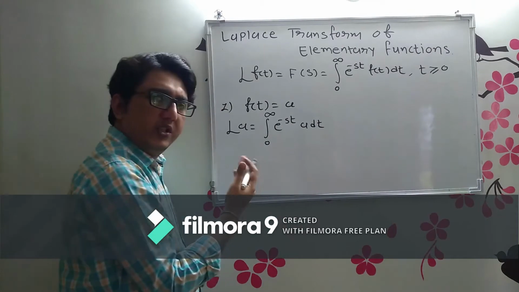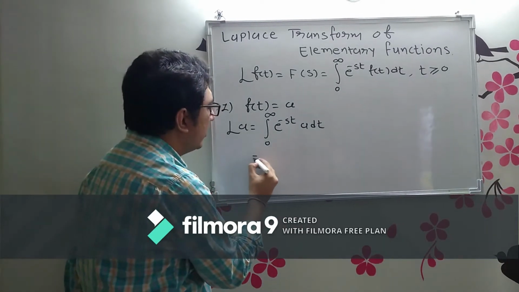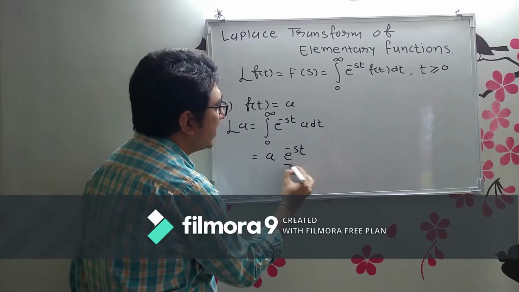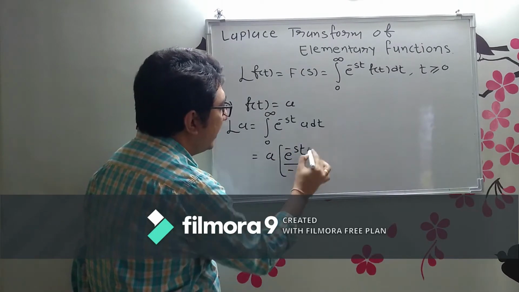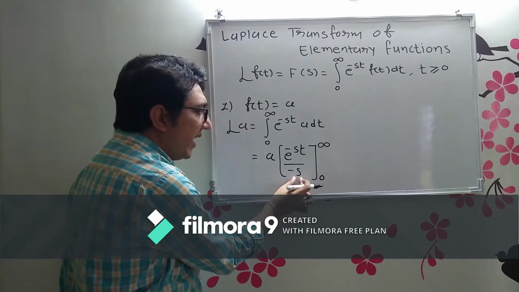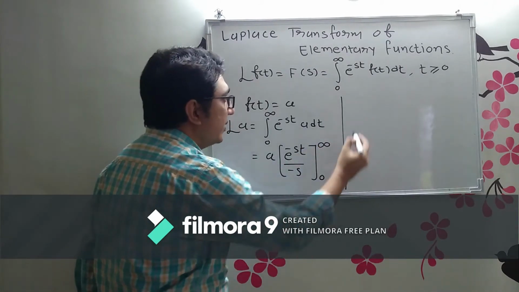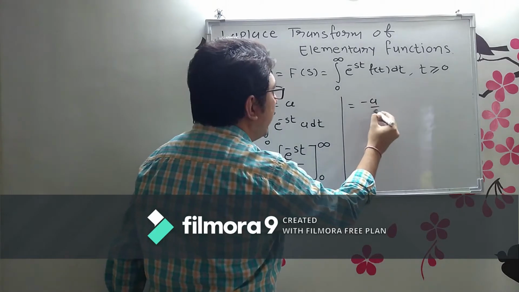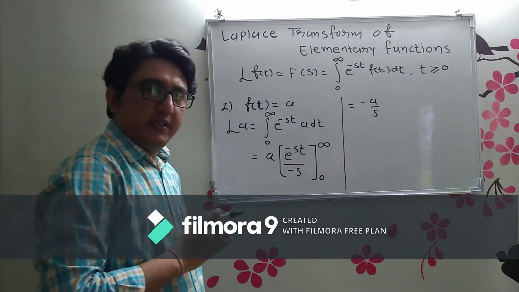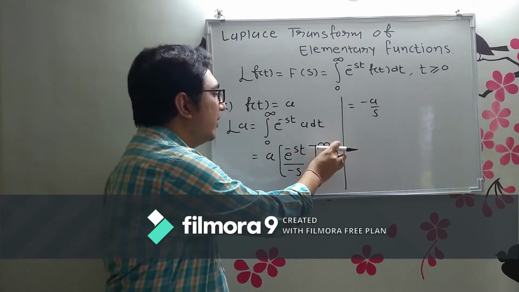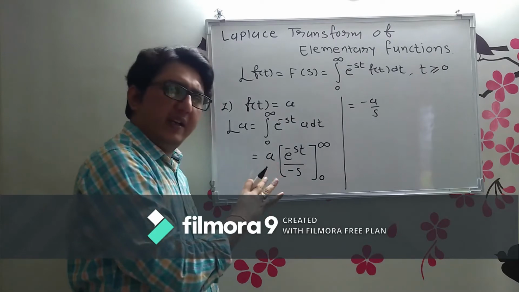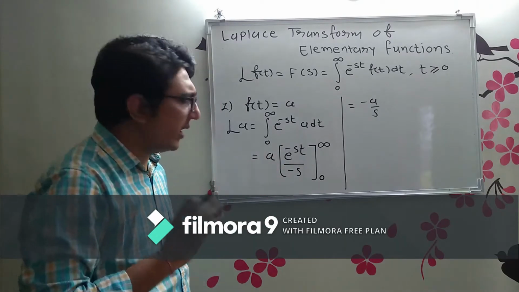Now, here a is constant, so we can take it outside. So a is outside, and the integration of e raised to minus st is e raised to minus st upon minus s, with limit 0 to infinity. Here you can take this minus s outside, so it will become minus a by s. Now we want to put in this infinity limit. Actually we cannot substitute this infinity limit directly because it would become an improper integral, but it is fine here. You can substitute it, no problem.